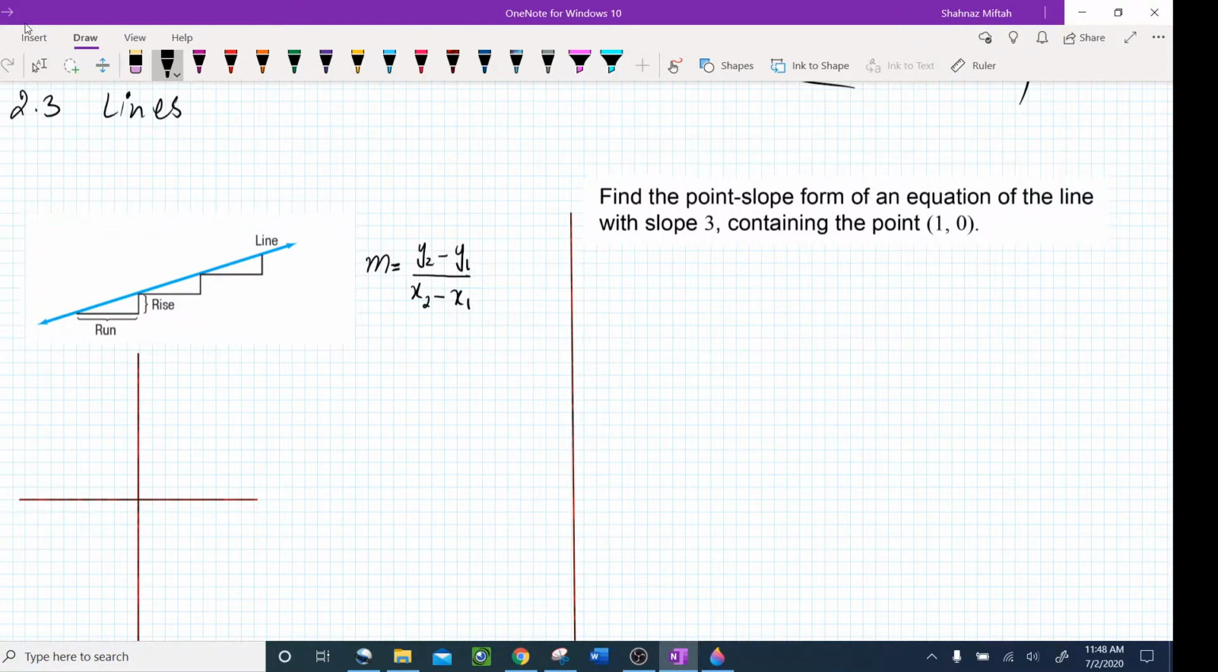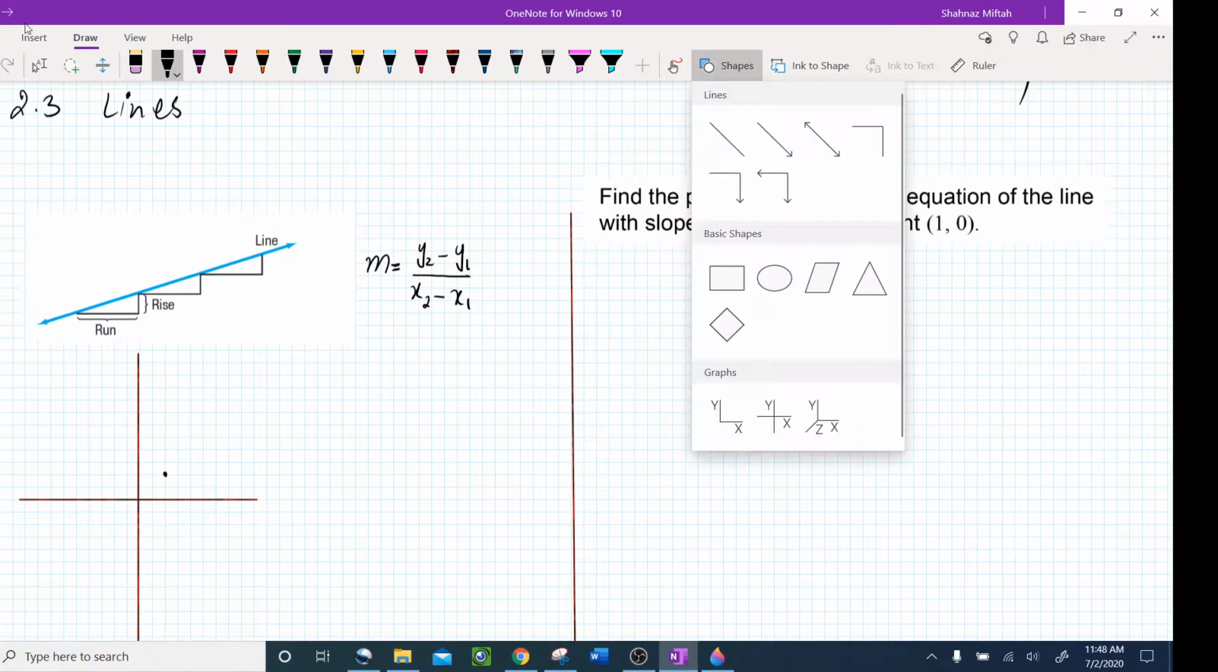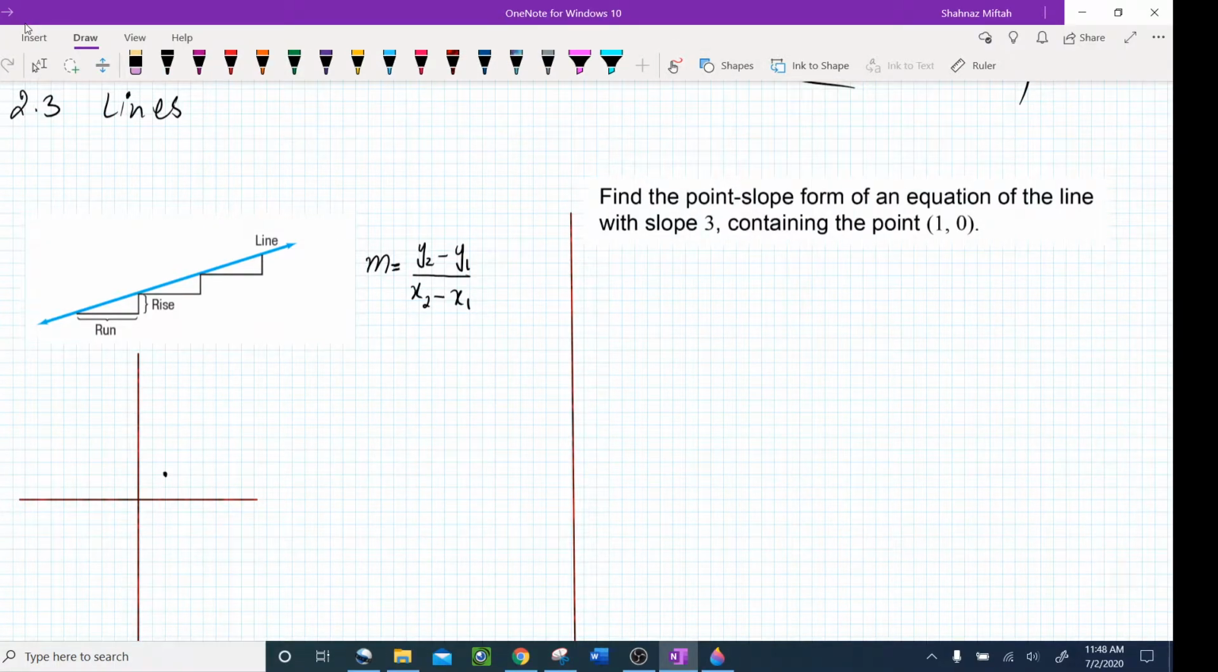Now, I'll show you how we get the slope from the graph. For example, I pick 2 points. I have to draw a graph first before I pick points. So I'm going to draw a line, and this line is going probably up here. Okay, so here is my line.